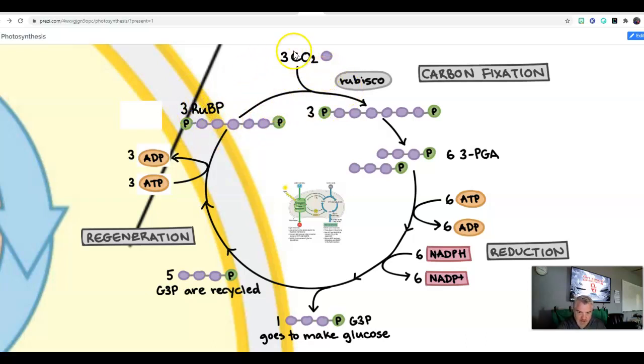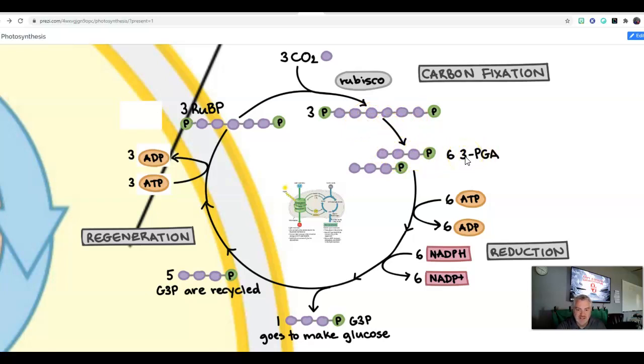This is showing you actually 3 CO2s at a time. So I like to kind of count the carbons. If you'll notice in this RuBP, we have a 5-carbon molecule. And so if you have 3 of them, that's 3 times 5 is 15 carbons. And then we add 3 CO2s, that's going to be 18 carbons. That's going to be changed to 3 of these 6-carbon intermediate molecules. So there's your 18 carbons. That's going to split into 6 of these 3-PGAs.